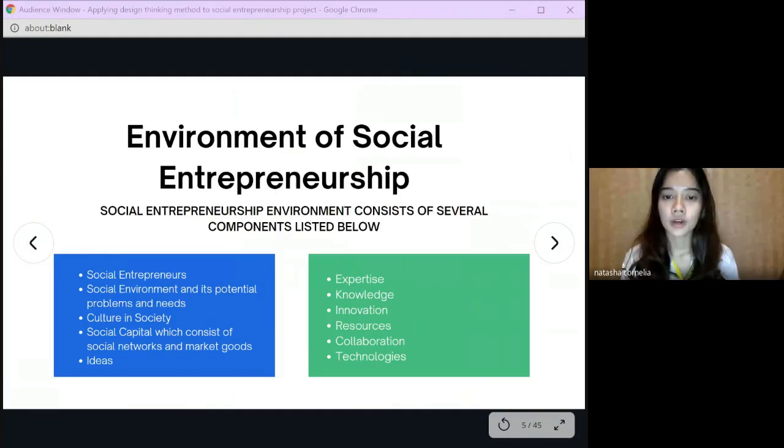Next one is about environment of social entrepreneurship. So social entrepreneurship environment includes a variety of entities and subjects that interact with one another and aim to obtain social mission and objective. It consists of these 11 components presented here, starting from social entrepreneurs, social environment and its potential problem and needs, culture and society, social capital, which forms as economic and cultural capital, which consists of social networks, and market good. Also ideas, expertise, knowledge, innovation, resources, collaboration, and technology. Next.